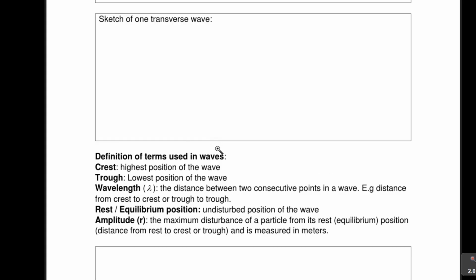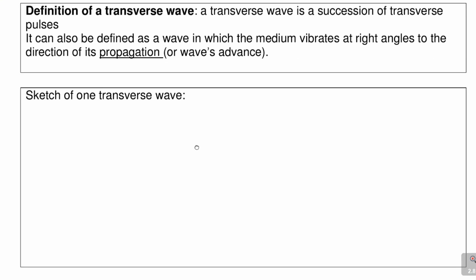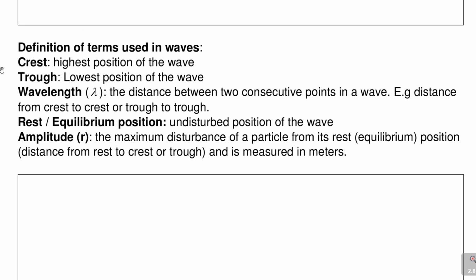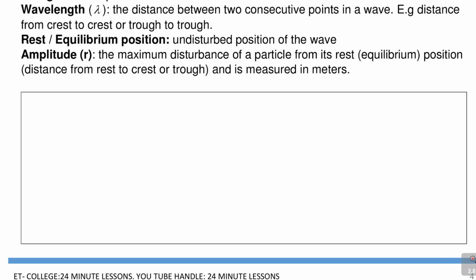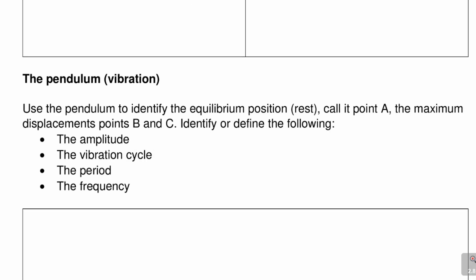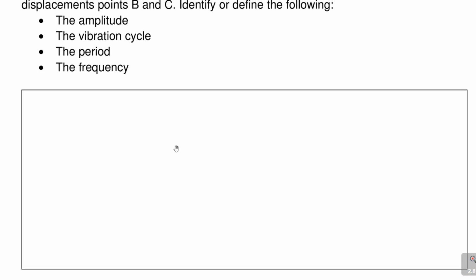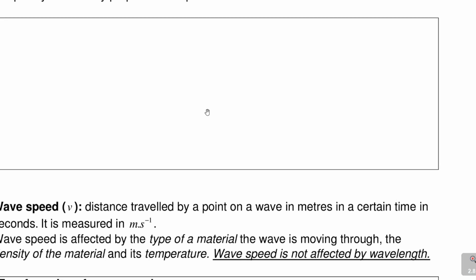As I said, we looked at transverse waves, and we looked at the definitions of a crest, a trough, a wavelength, the rest position, and the amplitude, and we did sketch some of these. We also looked at the pendulum and the vibration and how this converts into a wave. And now this is where I want to bring the lesson from.